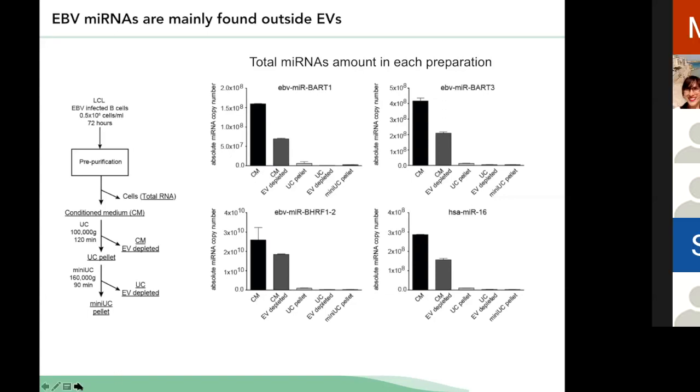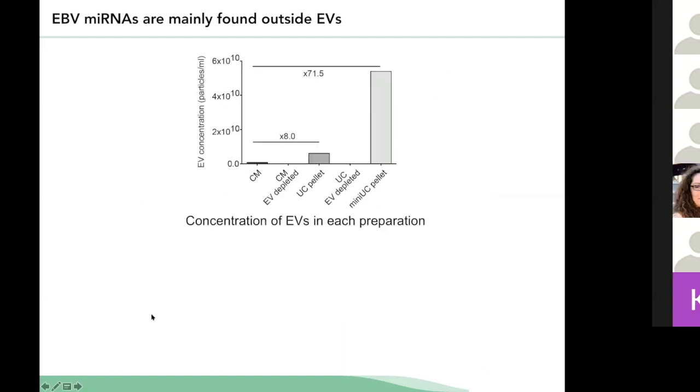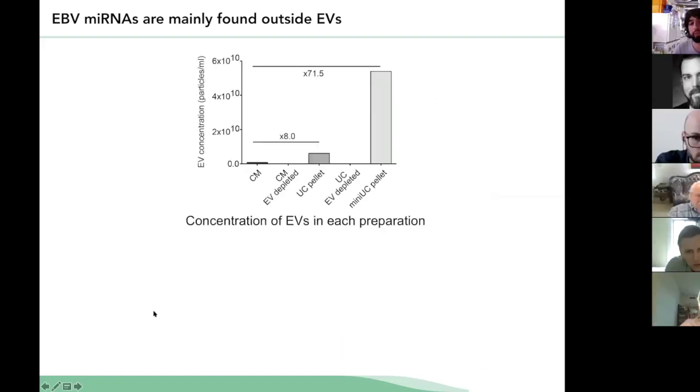So just to show you from a different perspective, if you look at the NTA analysis of this preparation, you can nicely see that, so that's an example, but usually we have from the conditioned media to the UC pellet around 8 to 10 times more enrichment of EVs. From this conditioned media to the final step, the mini UC pellet, we usually have from 70 to 100%, so 100-fold increase. So these are the EV particles.